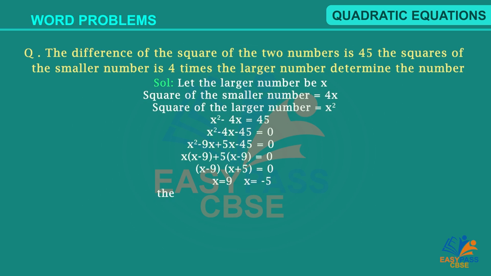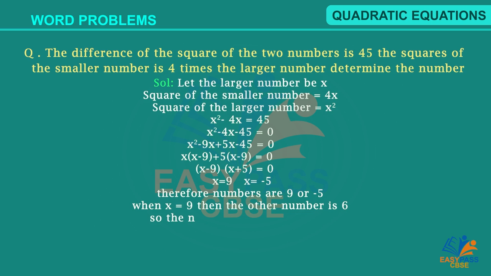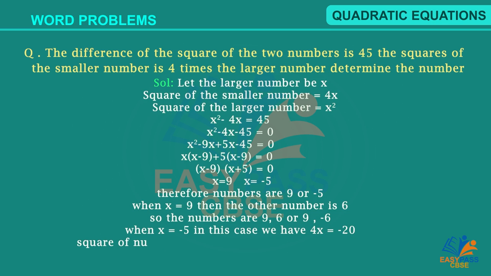By solving it, you will get x is equal to 9 or x is equal to minus 5. So when x is equal to 9, the other number is plus or minus 6. So the numbers are 9, 6 or 9, minus 6. When x is equal to minus 5, in this case we have 4x equal to minus 20, but the square of a number is always positive, so x equal to minus 5 is not possible. Therefore, the answer is 9, 6 or 9, minus 6.